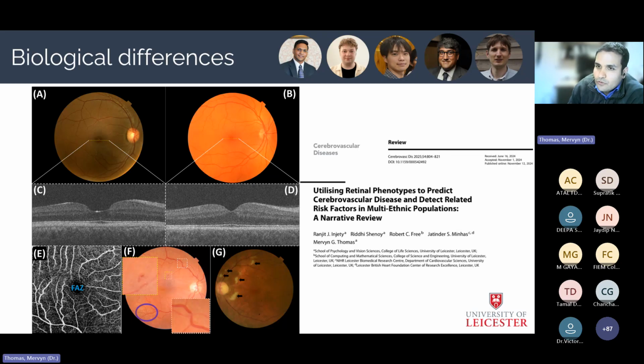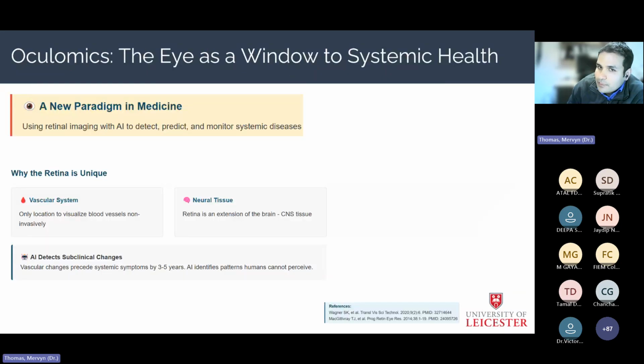And the other 2 colleagues in that picture are Jatinder Minhas, a stroke specialist, because we're doing some work in this space, and Rob Free, who's a data scientist. But oculomics really opens up a number of avenues of research. This is what we call oculomics, which is retinal imaging to detect, predict, and monitor systemic disease. And it's a new paradigm in medicine.